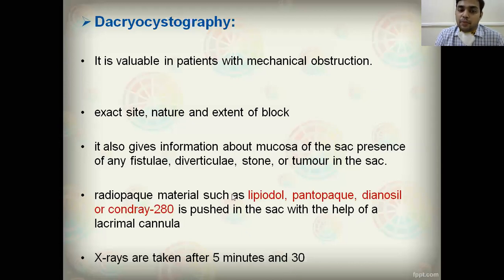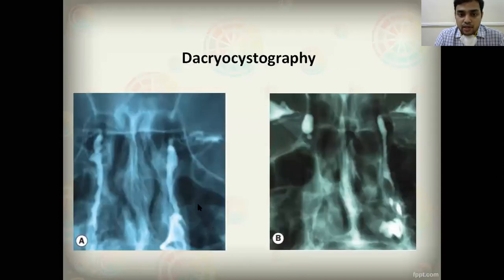Here the radio opaque material called lipiodol or pantopaque or dinosil or conray 280 is used. It is pushed into the sac with the help of a lacrimal syringing cannula, and X-rays are taken every 5 minutes for 30 minutes. So this radio opaque material is injected into the lacrimal sac with the help of the lacrimal syringing cannula, and the X-rays are taken every 5 minutes for 30 minutes.